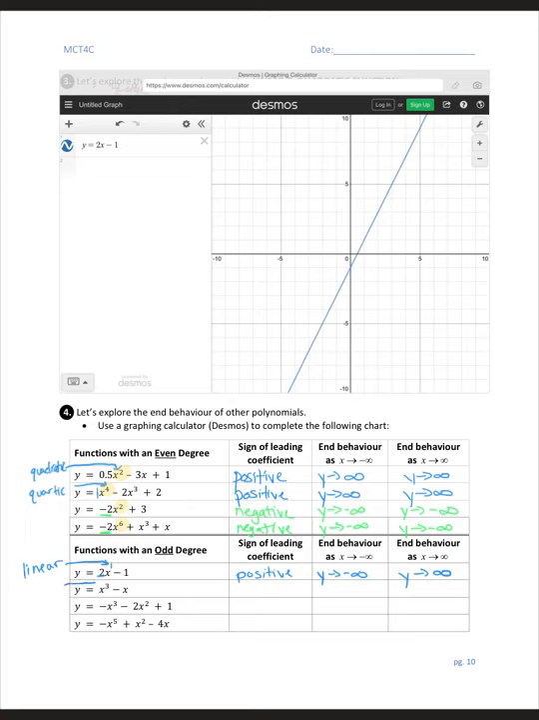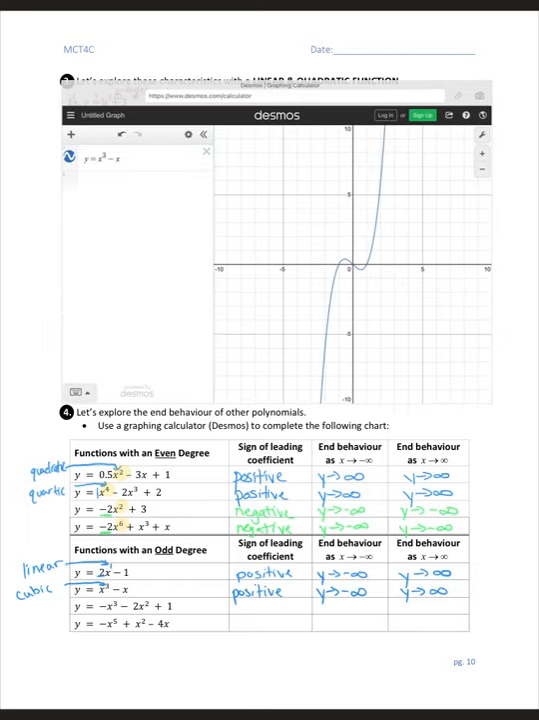The next example we have here, our degree is 3. Again, still an odd degree, but when we have a degree of 3, we call this a cubic function. So I'm going to pause the video and put that one up on the screen. Okay, so our next example is y equals x to the power of 3, or x cubed, minus x. So that's what we have on the screen now on Desmos, and you can see that again we have a positive leading coefficient because we have a leading coefficient of 1, and it is positive.